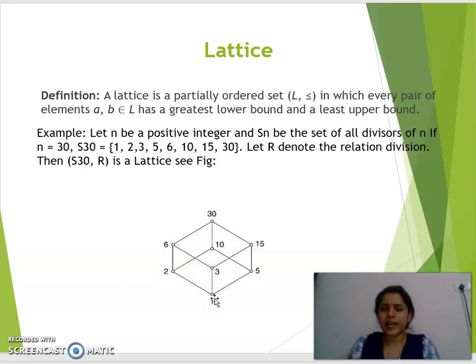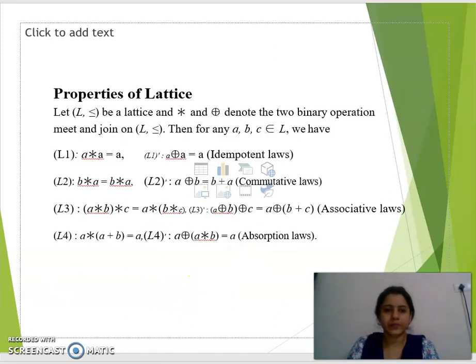Like that, take any pair, 3, 15 or 3, 6 or 2, 10 or 3, 5 or 10, 30. Take any pair of the elements in this diagram. It definitely has a greatest lower bound value and a least upper bound value. So that's why this partial order set is a lattice.